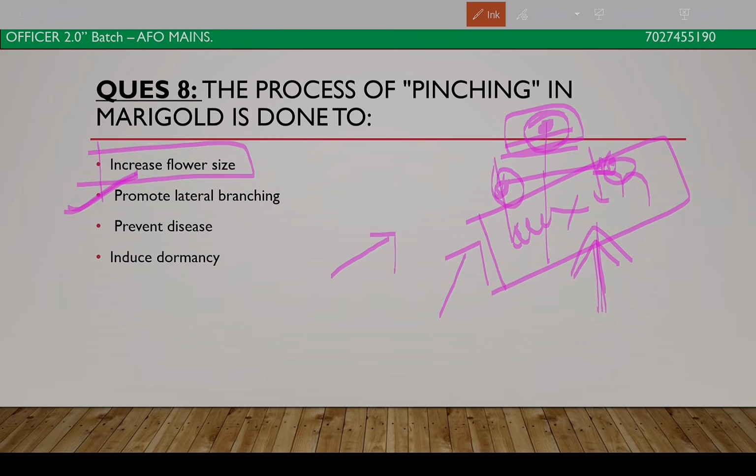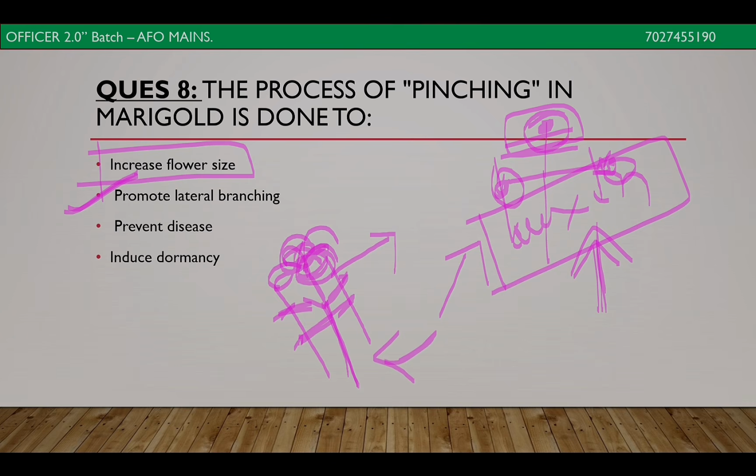Increase in flower size. How can we increase flower size? Flower size can be increased by disbudding. What do we do in disbudding? Suppose this is a branch and here 4 to 5 buds are present. Okay. Disbudding means removal of buds. We will remove some buds. If we remove some buds, then the total energy coming to this branch will only go to this bud, and it will lead to growth and increase the size of this one flower. Okay. Next question.